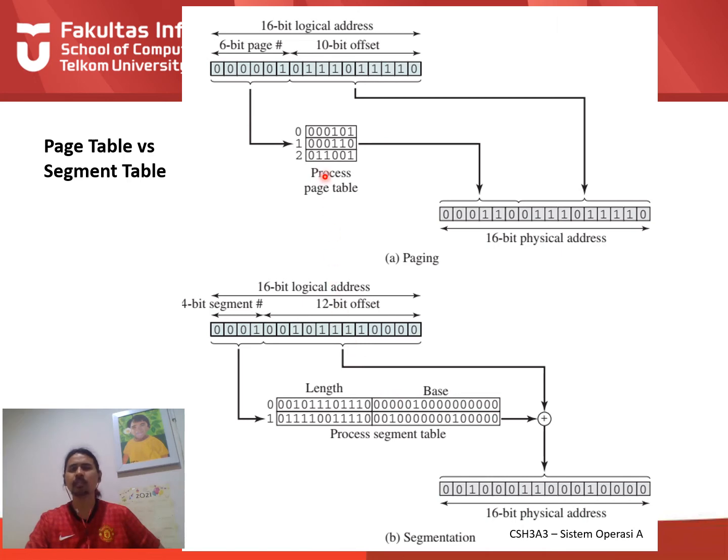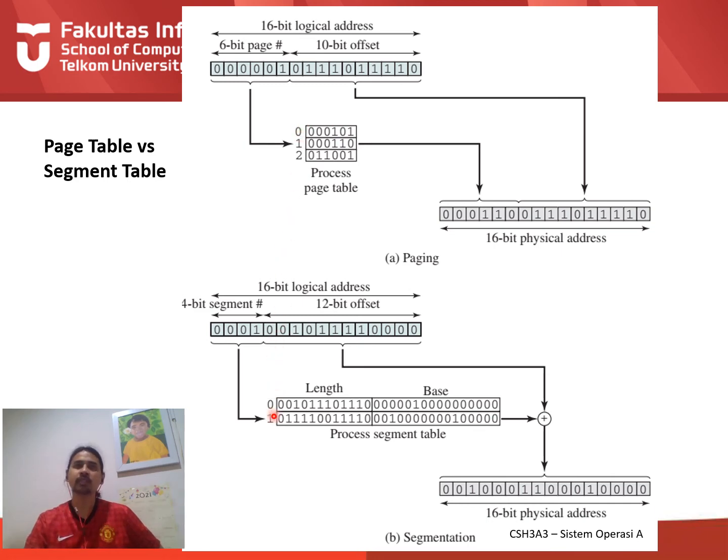Because each process is divided in paging, each process is divided into fixed-size pages. Mapping the page number to the memory address is somewhat simplistic. Here we can see page 0 is mapped to the memory address 000101, and no more information is needed.